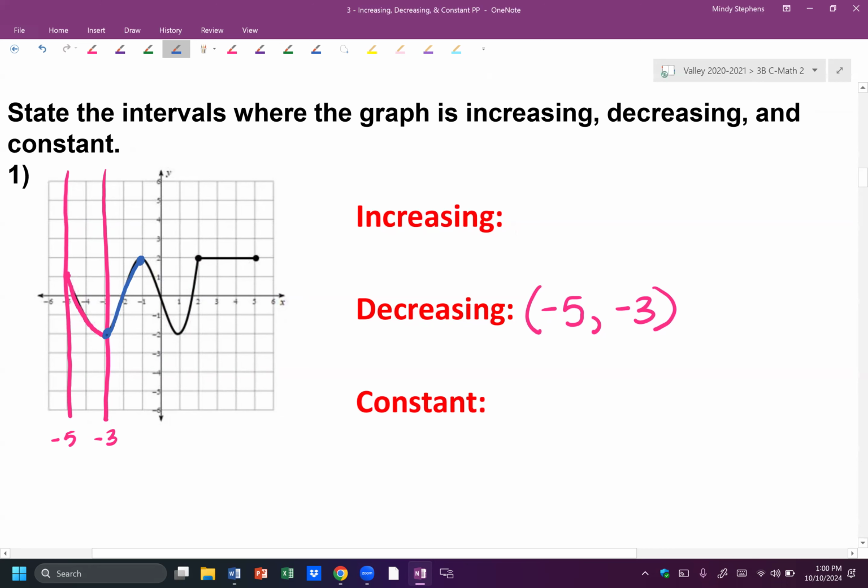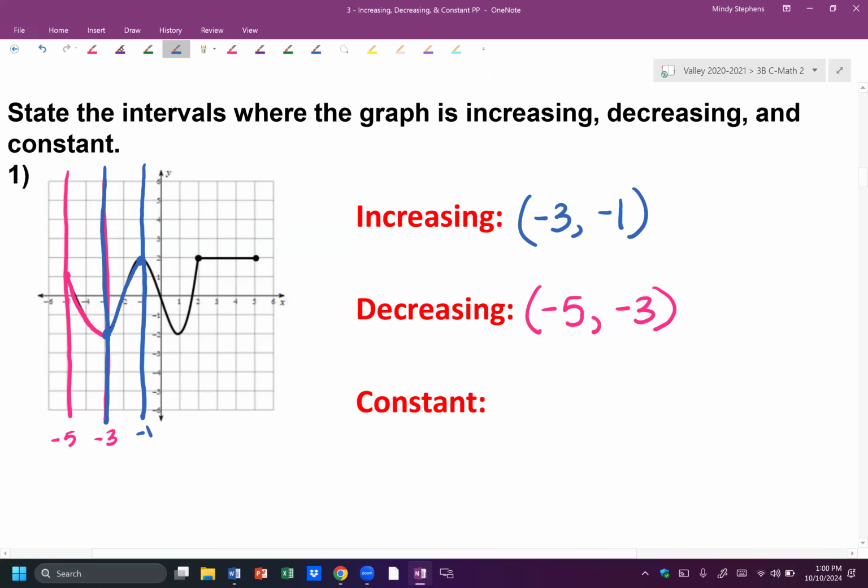The next section right here that I have in blue, this piece is now increasing. So I'm going to say, where does it start and stop? I'm going to draw a line where it's stopping. And I know that it's starting at that same spot. So I'm increasing from -3 and it stops at -1. So that line's -1. So it's increasing from those spots.